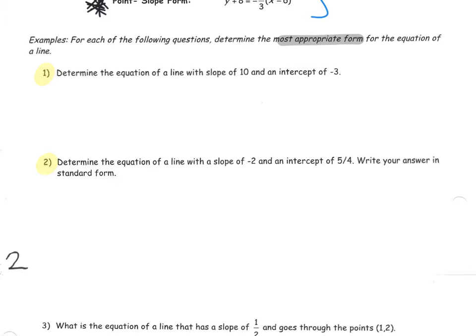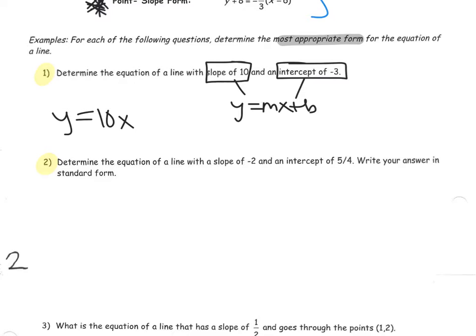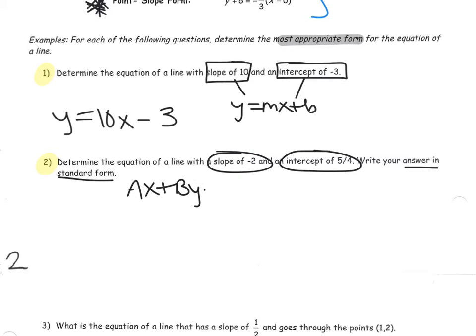We have: determine the equation of the line that has a slope of 10 and an intercept of -3. So I have a slope, I have an intercept. I'm thinking of slope-intercept form, y equals mx plus b. I have y equals 10x minus 3, and that's it. For question 2, I'm given a slope and an intercept, but now I'm telling you to write your answer in standard form. So now I'm being specific. I want it in that ax plus by equals c form.